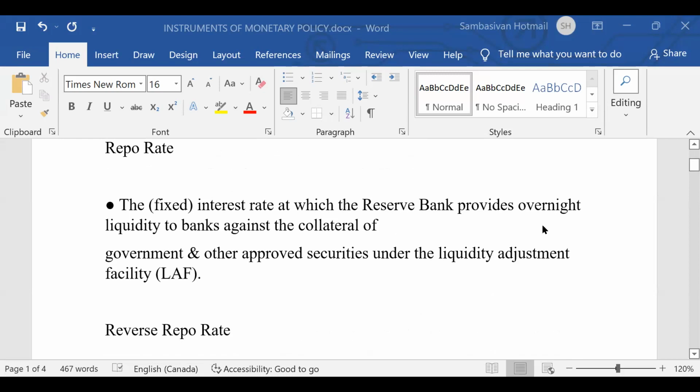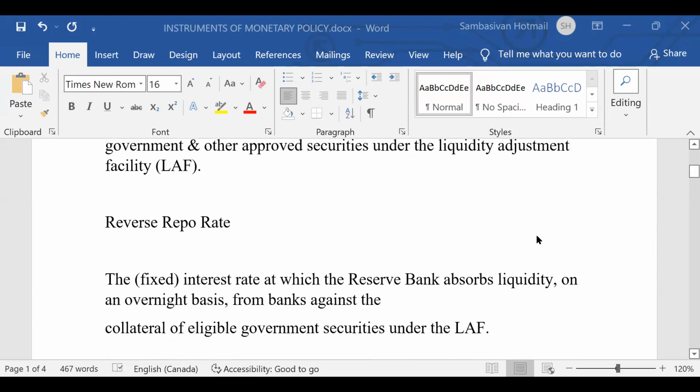Instruments of monetary policy. Repo rate: the interest rate at which the Reserve Bank provides overnight liquidity to banks against the collateral of government and other approved securities under the Liquidity Adjustment Facility. That is, in order to regulate the money supply in the market and also to keep inflation under control.